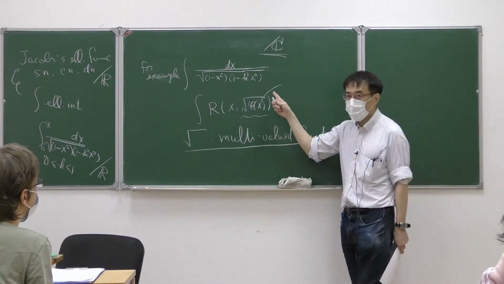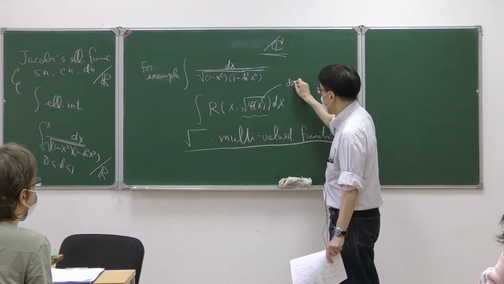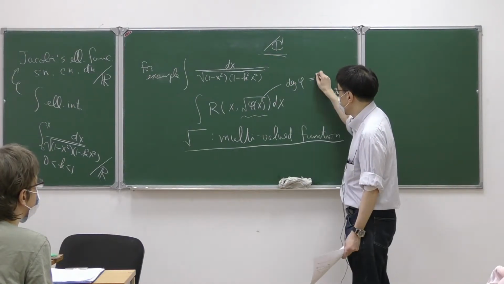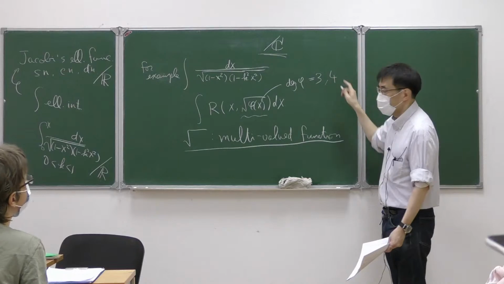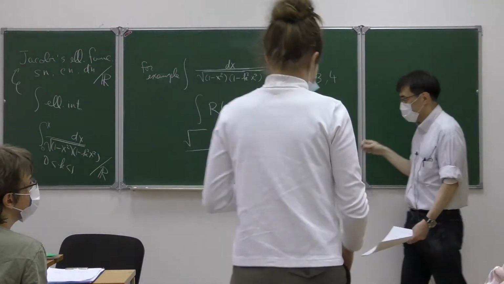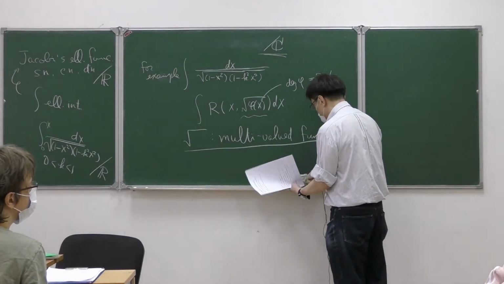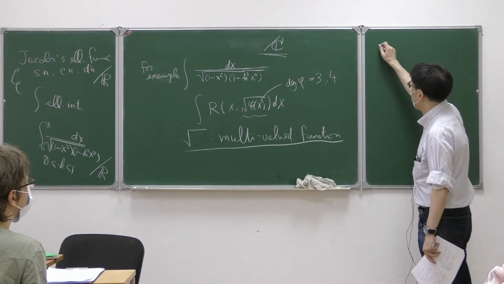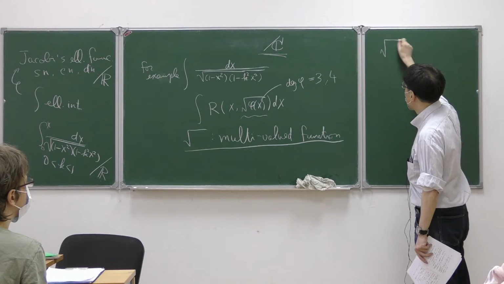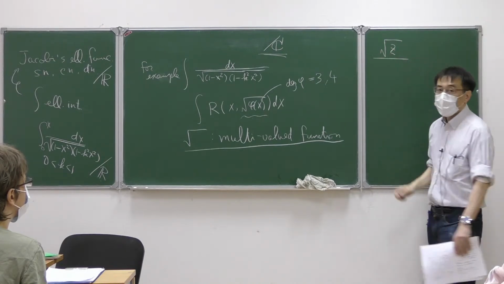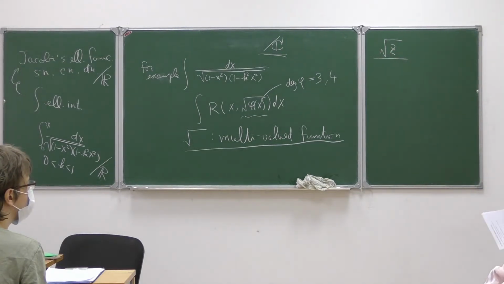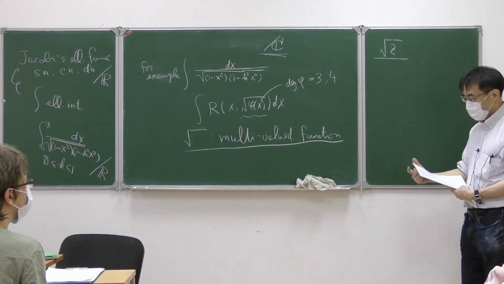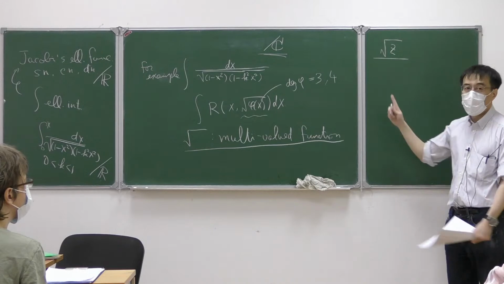In the case of elliptic integrals, it's a polynomial of degree 3 or 4. It's too complicated in a sense. So first, consider the simplest case, square root of z. What is this?